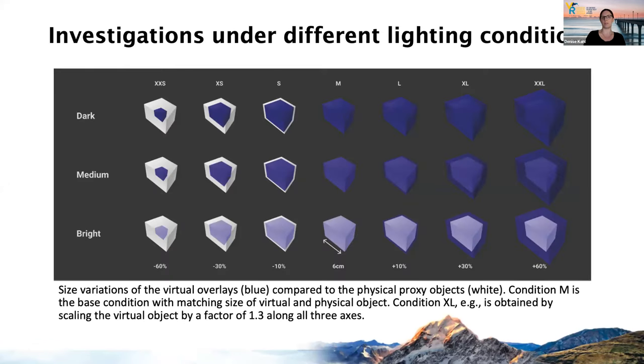So we made a new study where we examined possible size variations between the virtual and physical object in three different lighting conditions. This time we used white physical props with medium blue virtual overlays. We experienced in pretests that this combination leads to different perceptions in each lighting condition. Condition dark corresponds most closely to our previous study, where the overlays almost hide the physical props behind. In condition medium, we have a balance between the intensity of the virtual overlay and the physical object. And in condition bright, the physical object is in the focus.